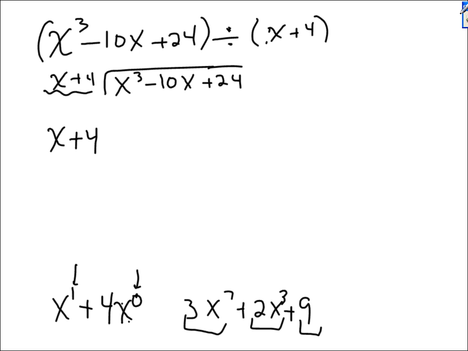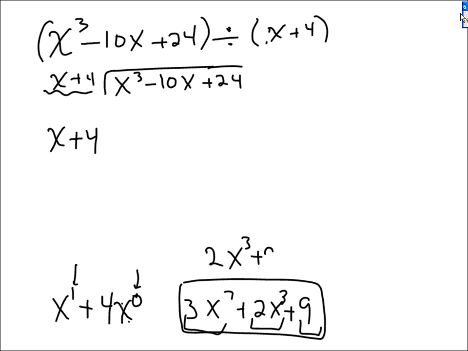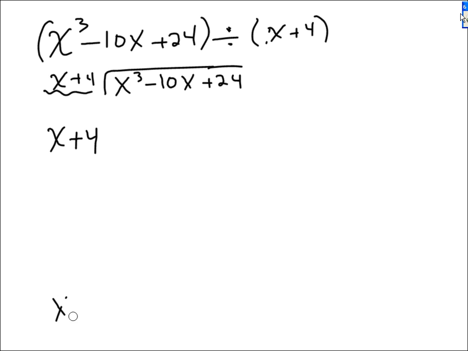If instead of dividing by x plus 4, we were dividing by this, we would leave it that way. If, on the other hand, it was 2x cubed plus 9 plus 3x to the 7 that we were dividing by, we would write it like this, in descending order. The x plus 4 is in descending order. What goes underneath this strange bar has to not only be in descending order, but it has to have the missing terms. You have to fill in the missing terms.